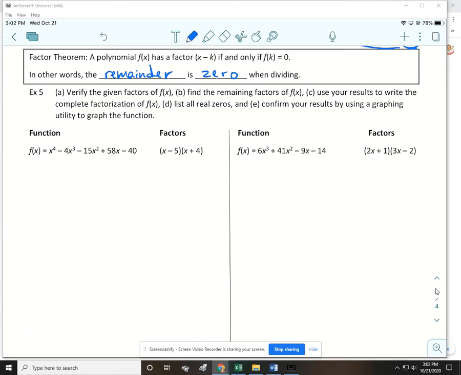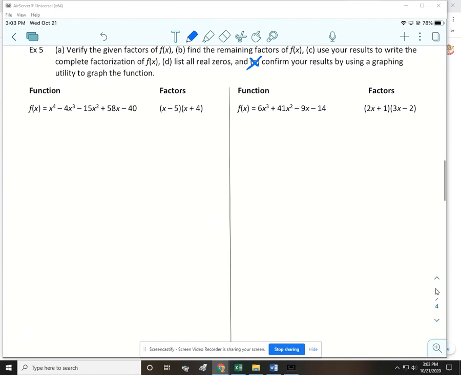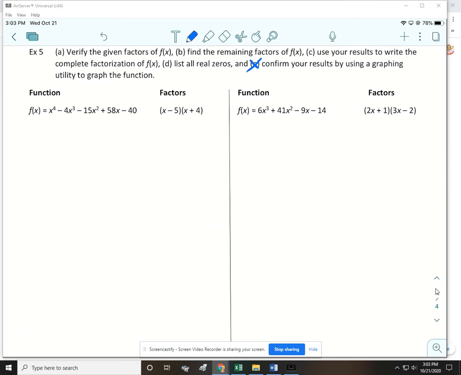Okay, so this is going to be a 3-part question. Now I have the directions that are in your book. This is an old note sheet. We are not going to do the E part. So when you go to do your assignment, you're also not going to do the E part because we're not going to use the calculator. We could to check, but we're just not going to do that today.